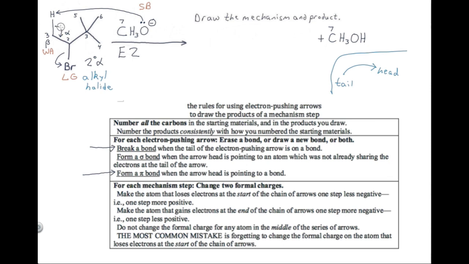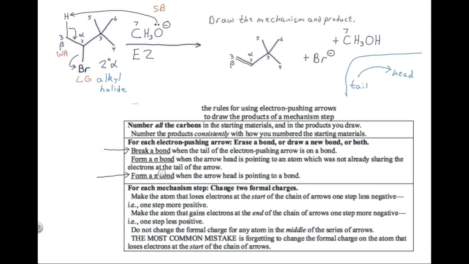The tail of this arrow is on the bond between carbon-3 and the hydrogen. That tells us to erase the bond between carbon-3 and the hydrogen. And really, I already kind of erased that bond when I moved the hydrogen into this position. Now, the head of this arrow is pointing to the bond between carbon-2 and carbon-3. That's the situation when you need to form a pi bond. So we need to form a pi bond between carbon-2 and carbon-3. Form a pi bond when the arrowhead is pointing to a bond. So this arrow told us to form a new pi bond between carbon-3 and carbon-2.